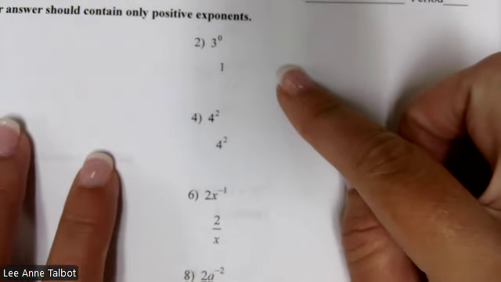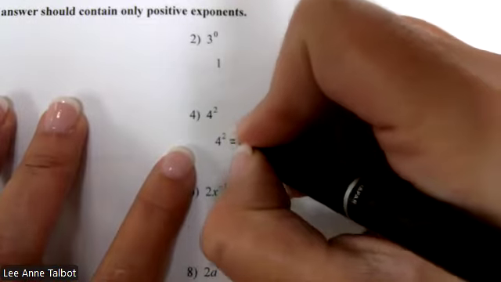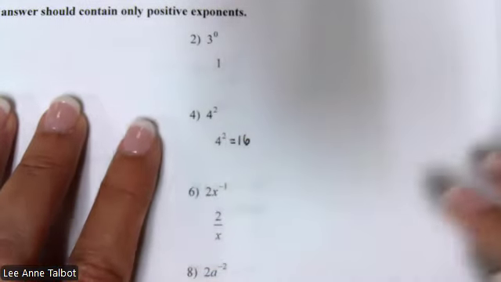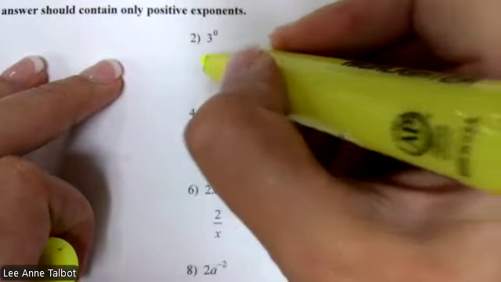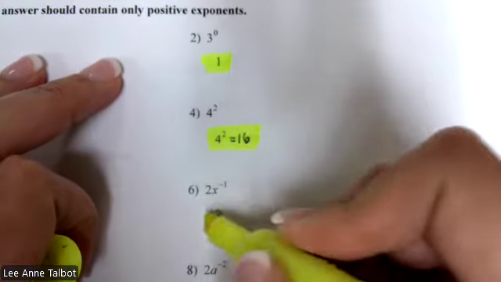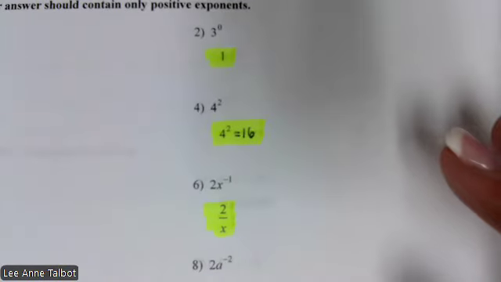Okay, here we go. Okay. Number 2 is 1. Number 4 is, this is not right. This is supposed to say 16. I don't know why they did that. Number 6 is 2 over x. How do we do so far? We're doing it? Okay.